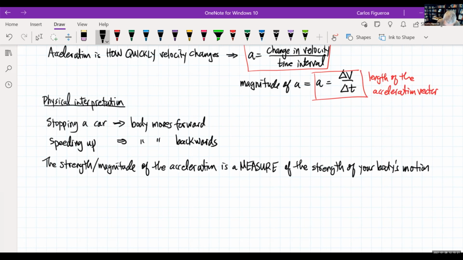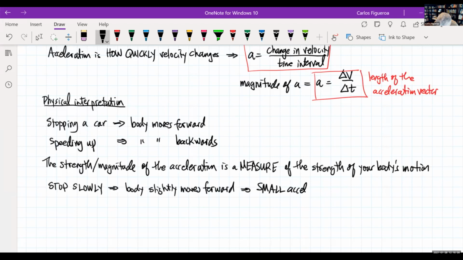So if you stop slowly, what does that mean? If you stop slowly, what you find here is that your body slightly moves forward. Right? If you just hit the brakes really lightly, what happens? Your body slightly moves forward. Because your body moves slightly, the measure of the acceleration tells you that it's a small acceleration. That's what I mean by your body's strength.